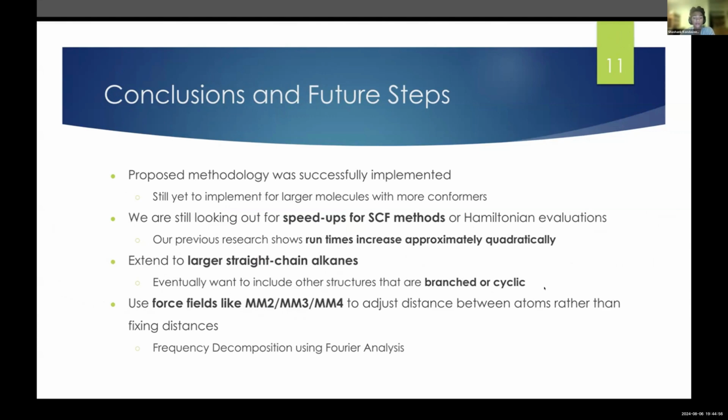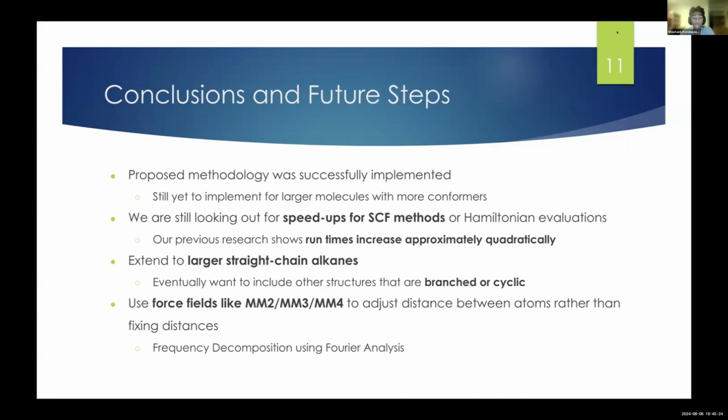We are currently focused on extending our methodology to handle larger molecules with more conformers. This will help us better understand complex systems and their behavior. We are actively seeking ways to speed up SCF methods and Hamiltonian evaluations. Our previous research indicates that runtime increases approximately quadratically with system size, so finding efficient solutions is crucial. We plan to extend our work to include larger straight-chain alkanes.